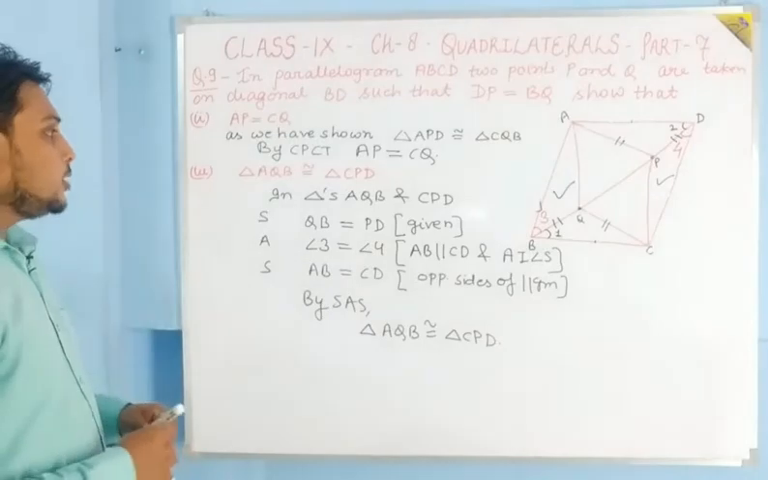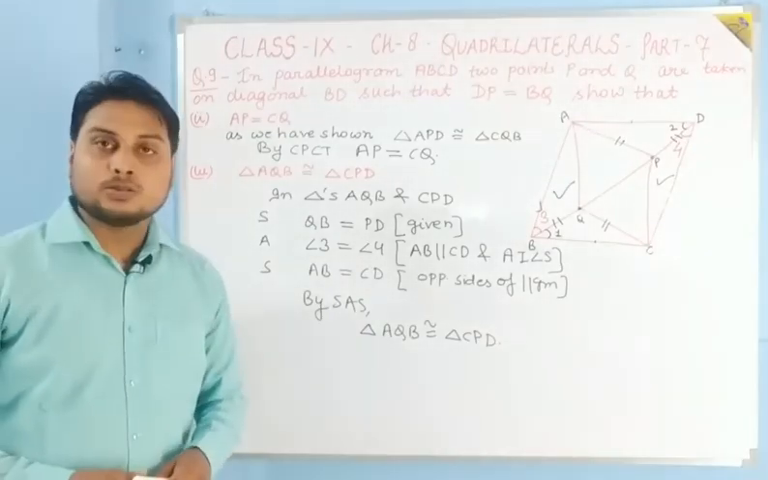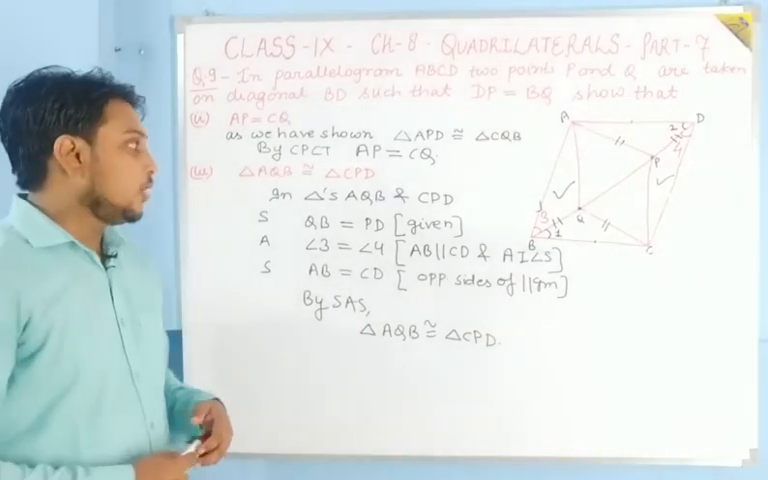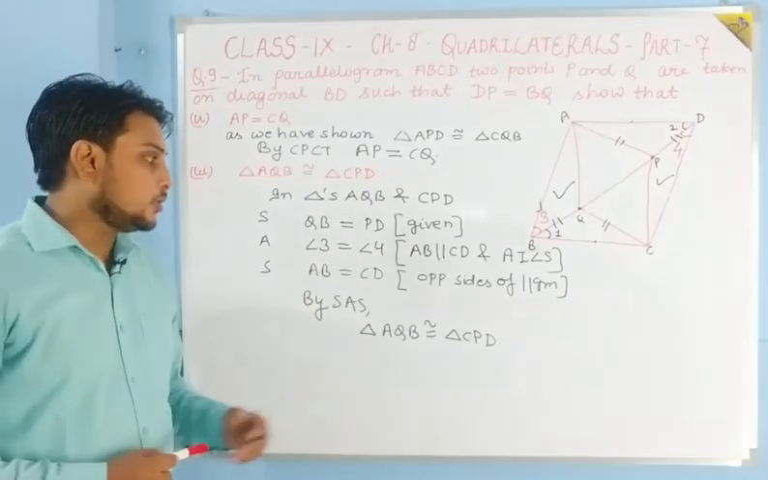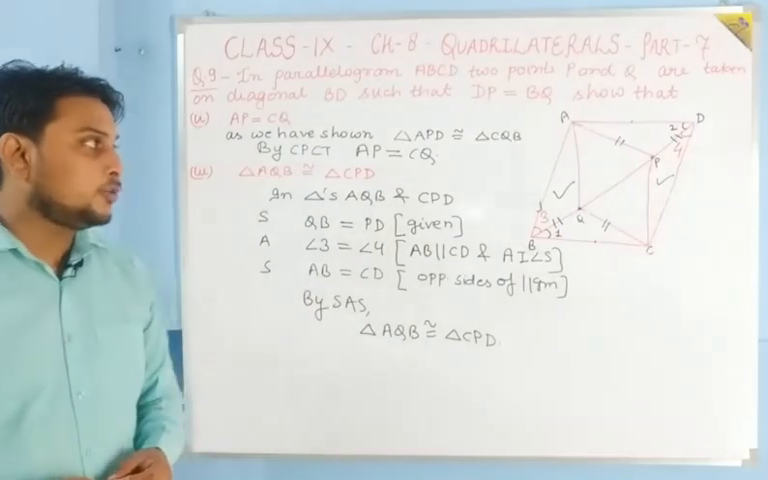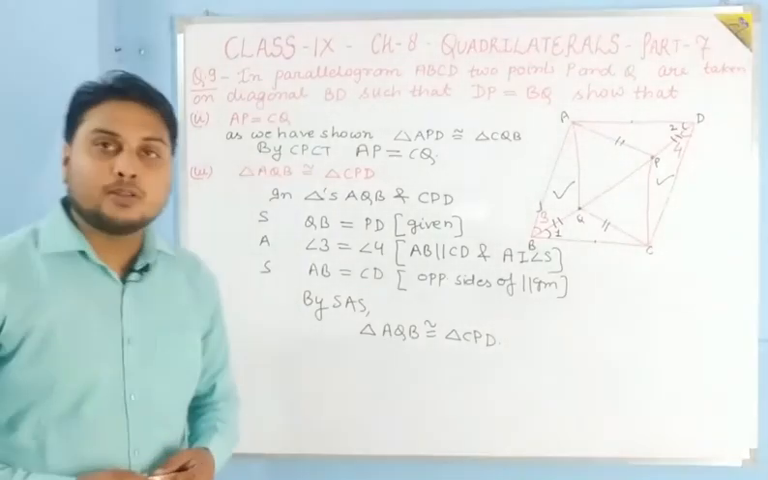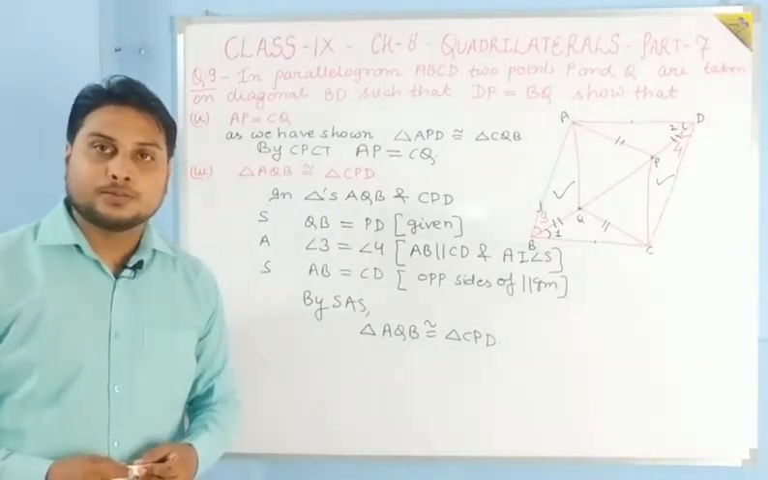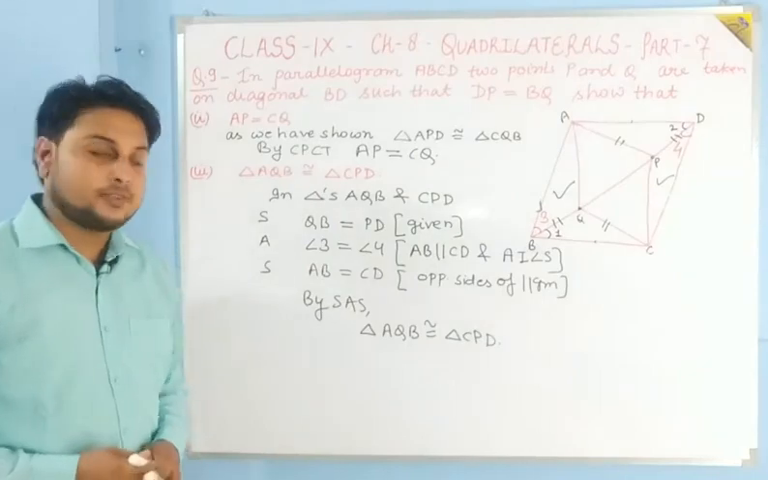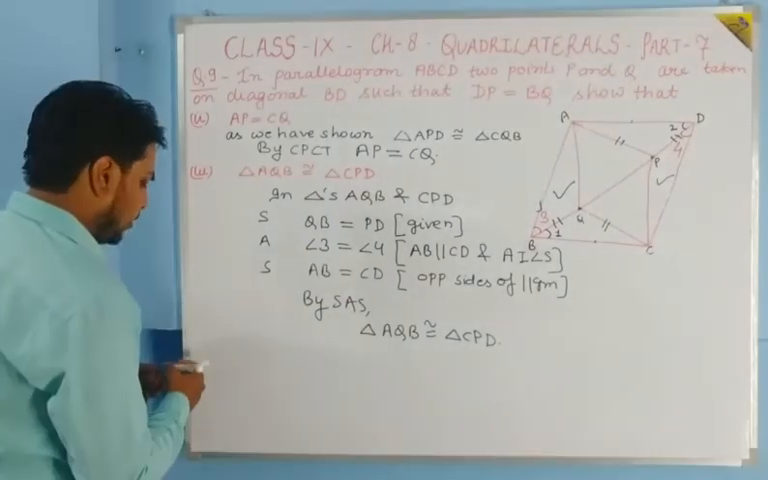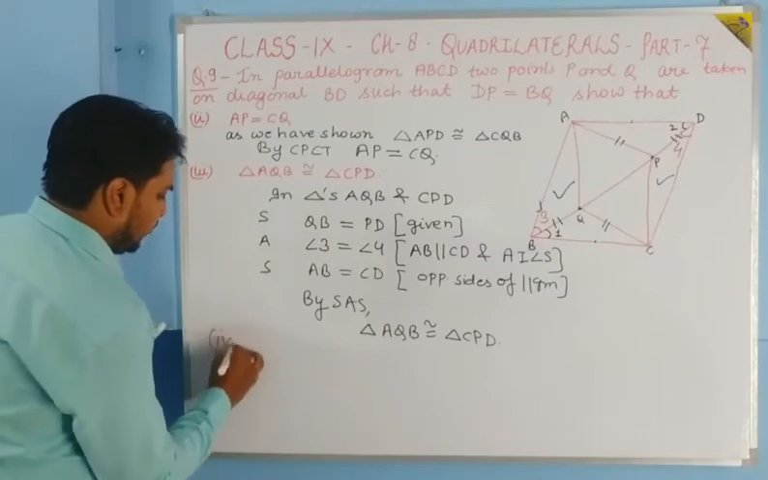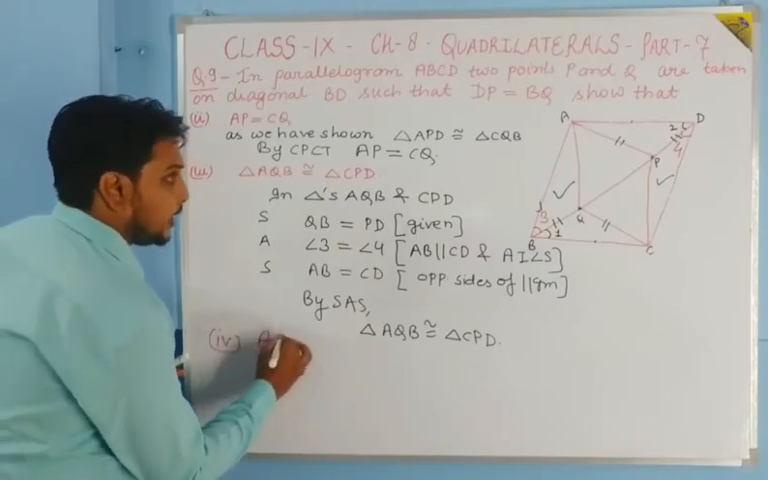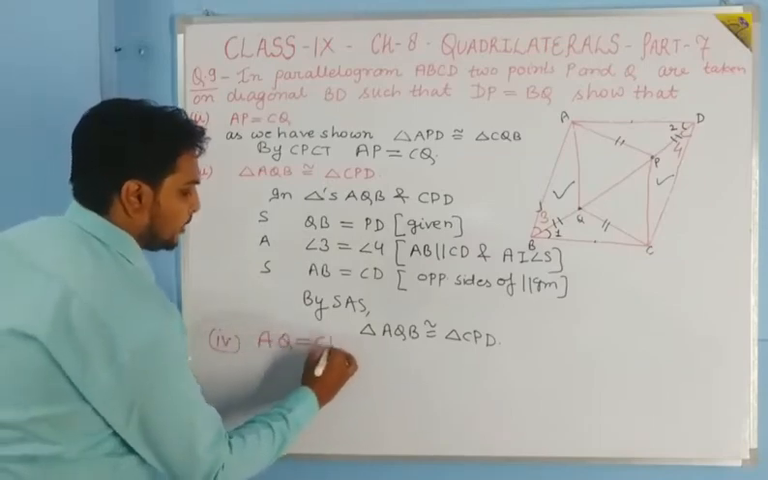So now students, you can note it down also, so that we will solve the next part. Two parts are left of this question. Just note it down and then I will remove it, and after that we will solve the fourth part. Students, the fourth part is very easy. You can write here also. In the fourth part we have to show that AQ is equal to CP.